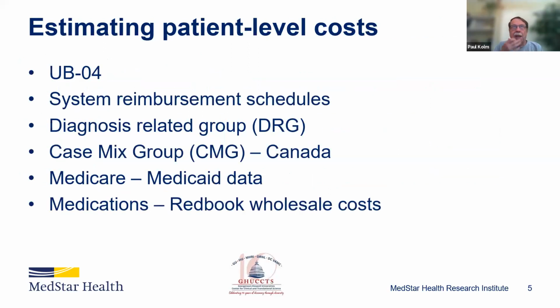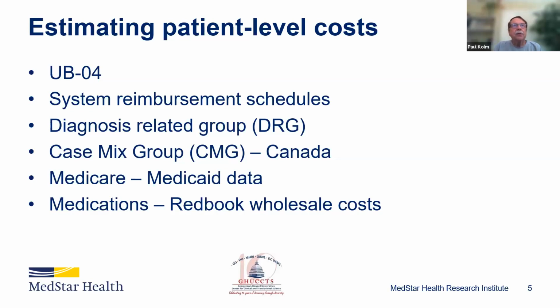So how do we estimate patient level costs? Well, you can get them in different ways. No way is particularly perfect. There's the UB04, which used to be another name for that, but is basically like a hospital charge sheet, but that's really difficult to get a hold of.